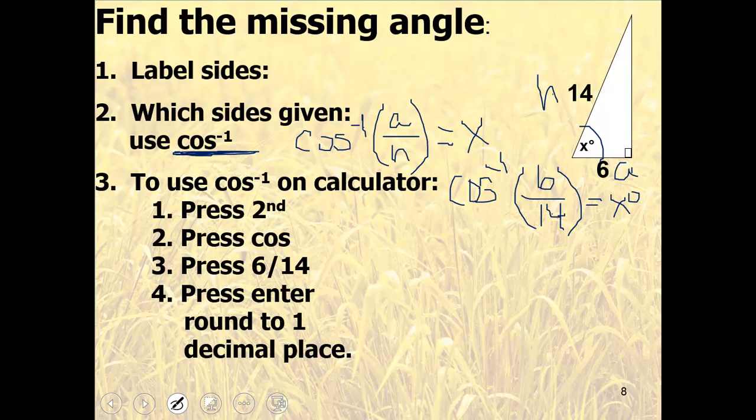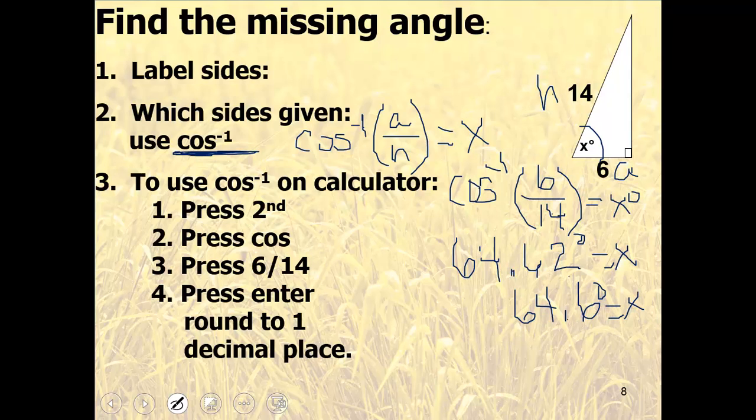So now I'm going to follow these same instructions, and I'm going to press my second key. Then I'm going to press my cosine. It's going to activate cosine -1 parenthesis, and then I'm going to put in 6 for my adjacent side, divided by 14 for my hypotenuse, close it off with a parenthesis, and press enter. That gives me 64.62 degrees. All right. 2 is less than 5, so this is just going to be 64.6 degrees is equal to x. That's the degree of that angle.